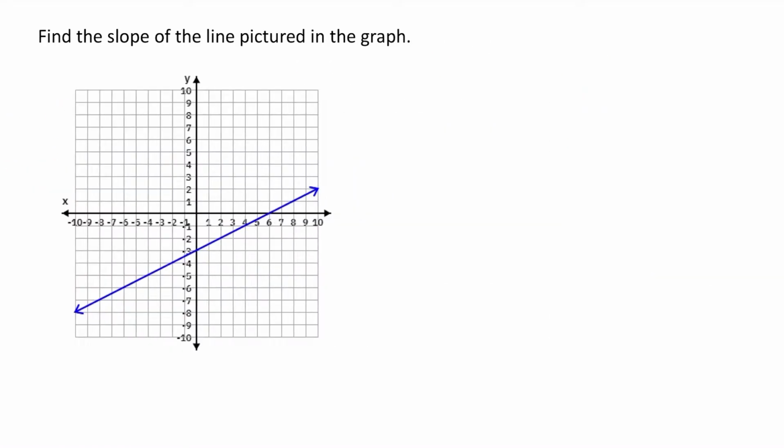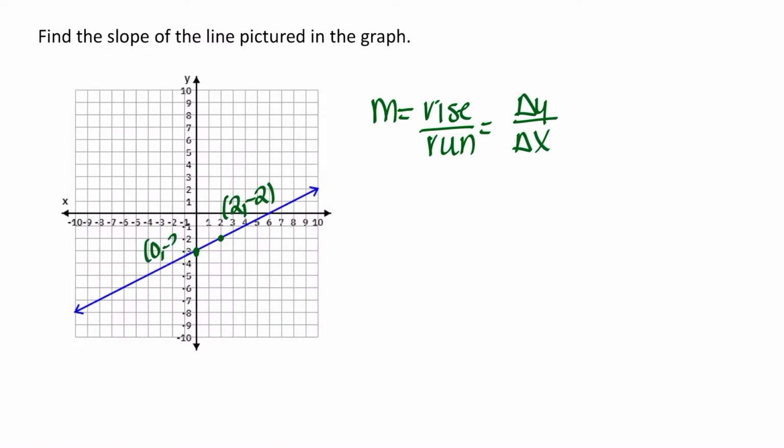Now let's find the slope of the line pictured in this graph. Remember, given a graph, to find the slope, you're going to do rise over run, which is the same thing as saying the change in y over the change in x. What we're going to do is pick two points and then draw the path going from left to right. I'm going to pick this point here, and this point, 2, -2. So I'm finding the slope between (0, -3) and (2, -2). If I draw my path, it's going to look like this.